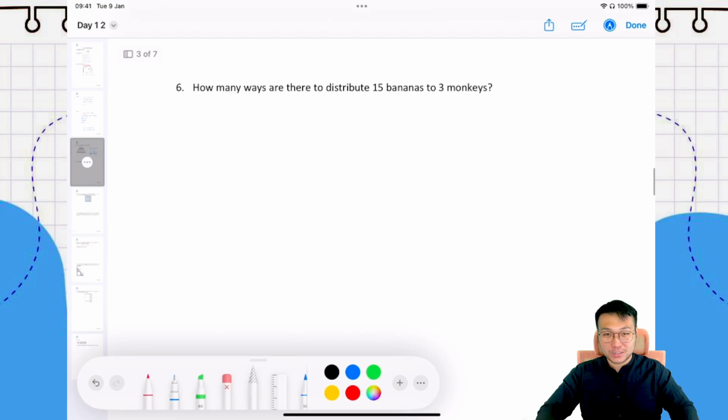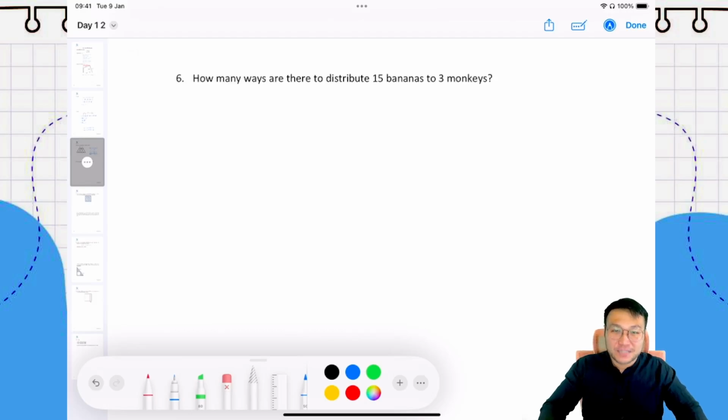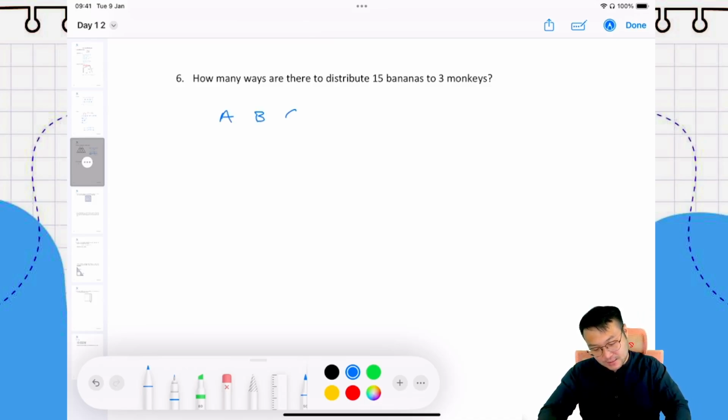Now let's try the next one. How many ways are there to distribute 15 bananas to 3 monkeys? Now students, you can either do it the long way or the short way. If there are 3 monkeys, A, B, and C, and you want to distribute 15 bananas to them, you can of course make a list.